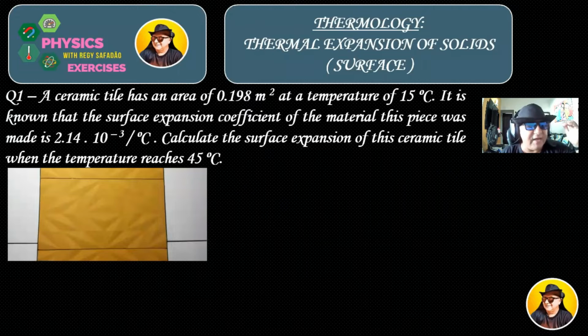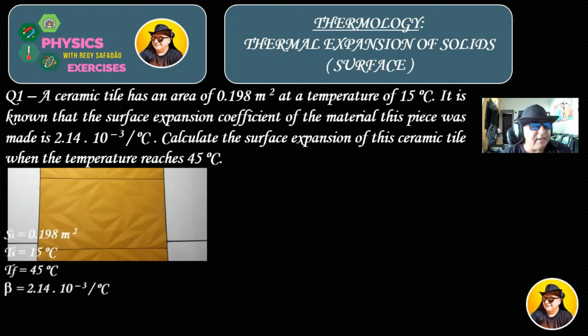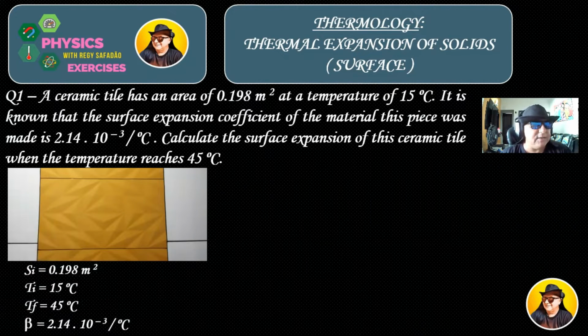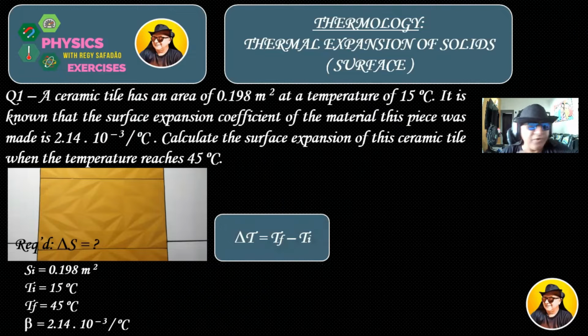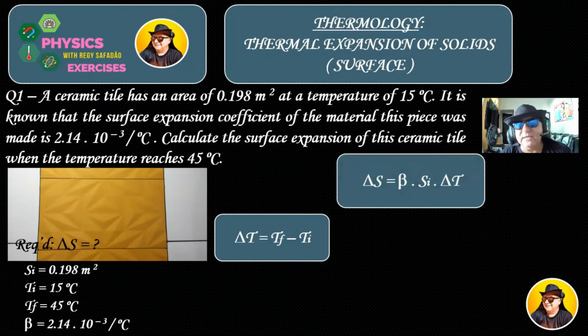All right, here we have an illustrative picture. And what was given? The initial surface, the initial temperature, the final temperature, and beta. What is required? The surface expansion, so delta S is required. First of all, I find the change in temperature, which is the final temperature minus the initial temperature. And now I'm going to show you the formula I'm going to use to find delta S. So delta S is beta times S I times delta T.